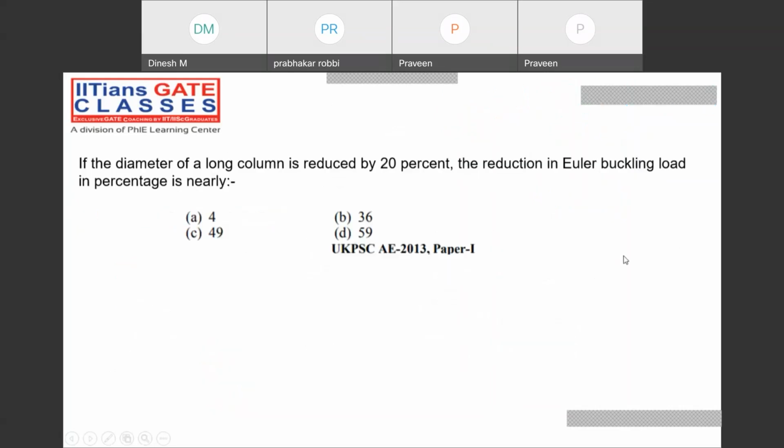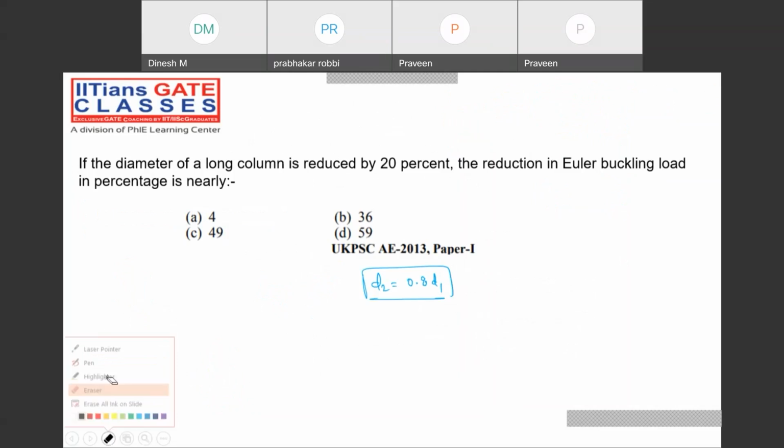Perfect. So try to solve this one and let me know the answer as quickly as possible. If the diameter of the long column is reduced by 20%, that means d2 minus d1 by d1. What is d2? d2 is 0.8 times d1 now. Final diameter is basically reduced by 20%, that means 80% of the initial diameter. They are asking what will be the reduction in the Euler buckling load.